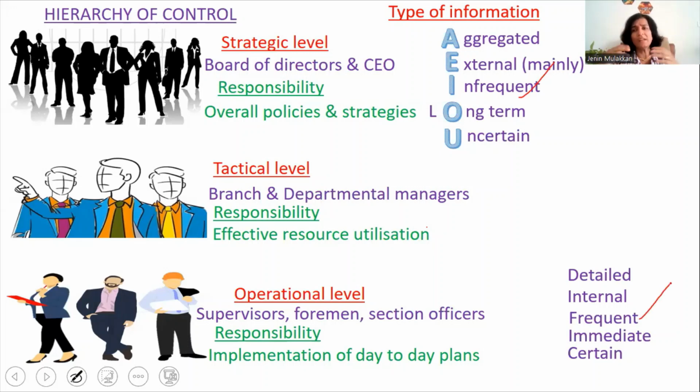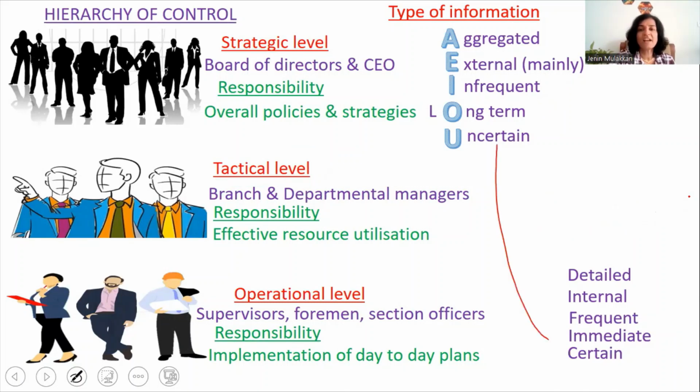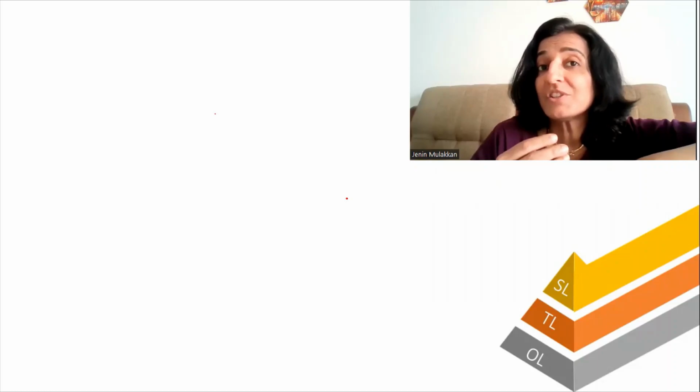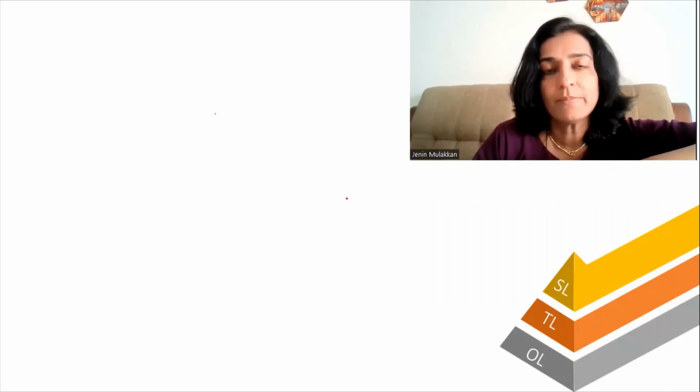So somewhere in between. And as for the time horizon, it's not as long term. You don't need to plan for 5 years. For the tactical level, it's more or less 1 year. Basically, the annual budgets are prepared by the tactical level. And regarding the certainty level of the information, it is more or less certain, but at times there might be uncertain information. Now we will see the various information systems that are required for the different levels of management.